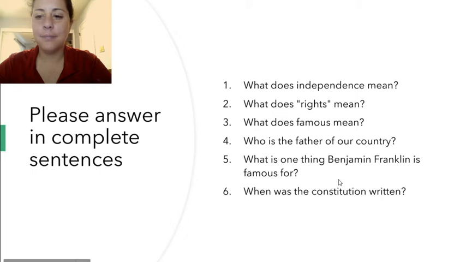So look at these questions. Please write your answer in the comments. Number 1, what does independence mean? Number 2, what does rights mean? Number 3, what does famous mean? Number 4, who is the father of our country? Number 5, what is one thing Benjamin Franklin is famous for? And number 6, when was the Constitution written? I will give you 10 minutes to answer the questions. Please write your answers in the comments below.